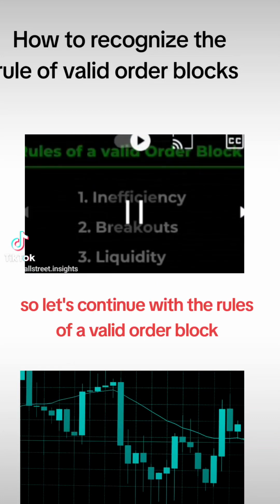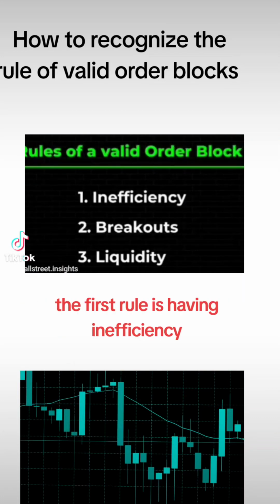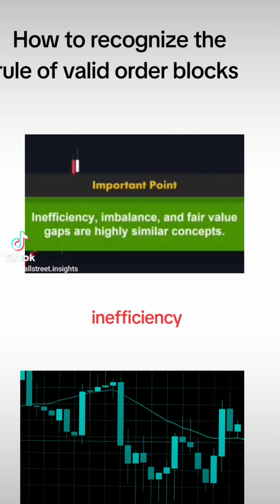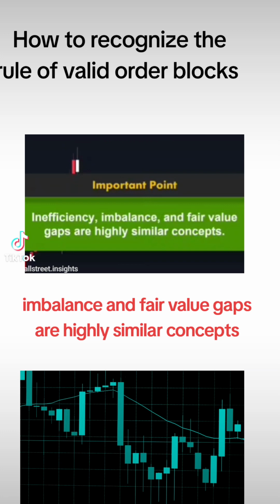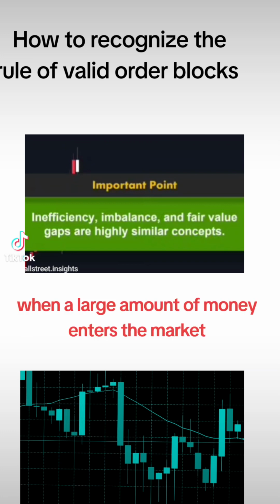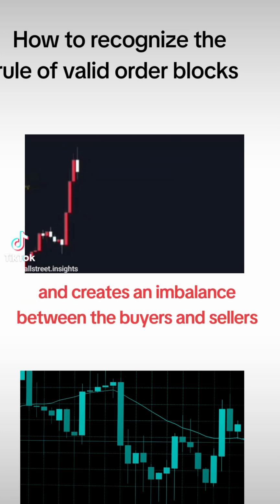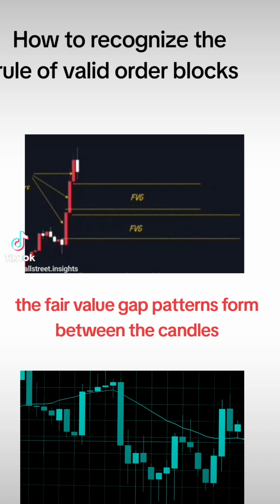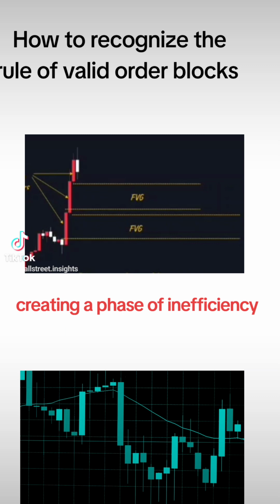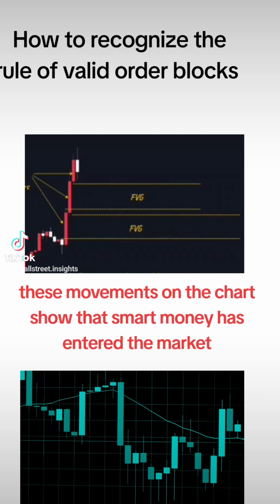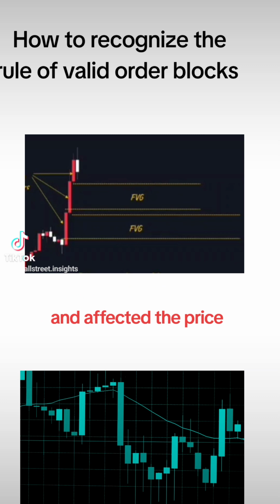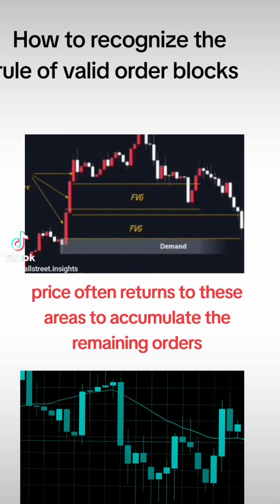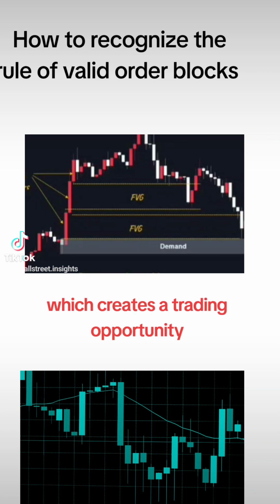So let's continue with the rules of a valid order block. The first rule is having inefficiency. Inefficiency, imbalance, and fair value gaps are highly similar concepts. When a large amount of money enters the market and creates an imbalance between the buyers and sellers, the fair value gap patterns form between the candles, creating a phase of inefficiency. These movements on the chart show that smart money has entered the market and affected the price. Price often returns to these areas to accumulate the remaining orders, which creates a trading opportunity.